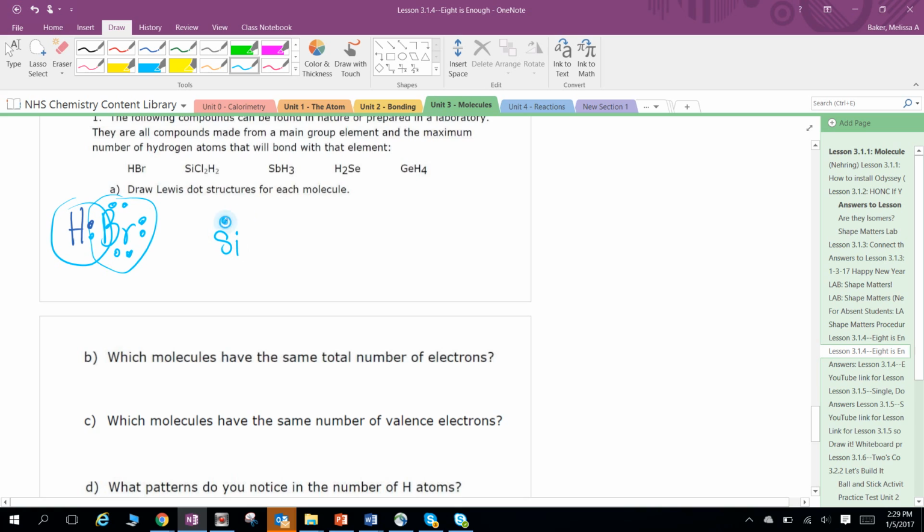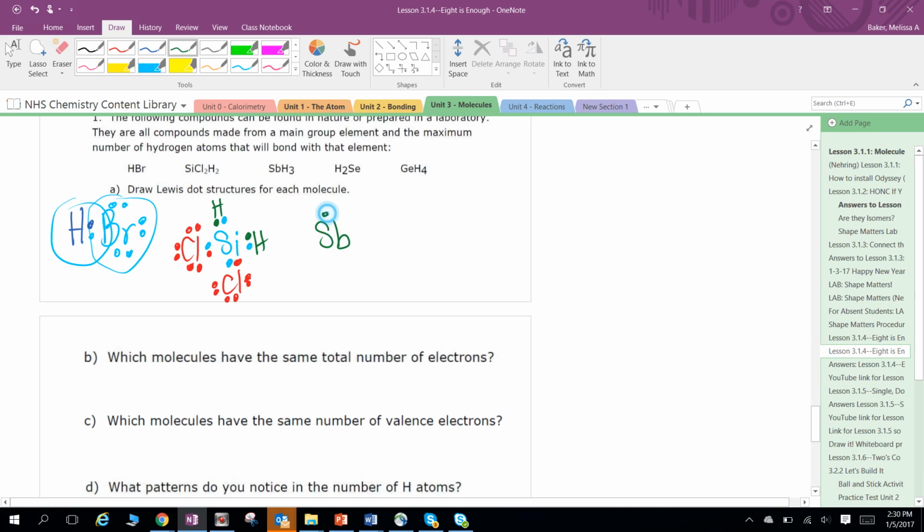Silicon is in group 4A. So 1, 2, 3, 4. Chlorine is in group 7A. So 1, 2, 3, 4, 5, 6, 7. And we'll do another chlorine on the bottom. 1, 2, 3, 4, 5, 6, 7. Keep going around till everyone's paired up. And then there's 2 hydrogens that we can put at these other spots that need another electron.